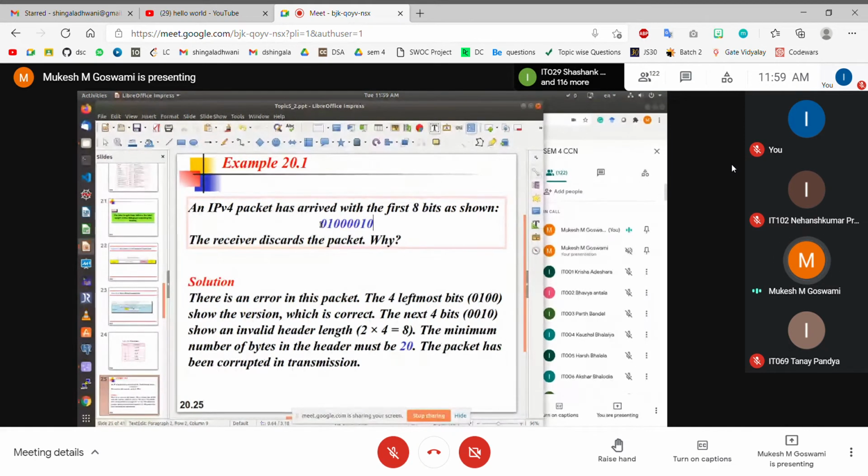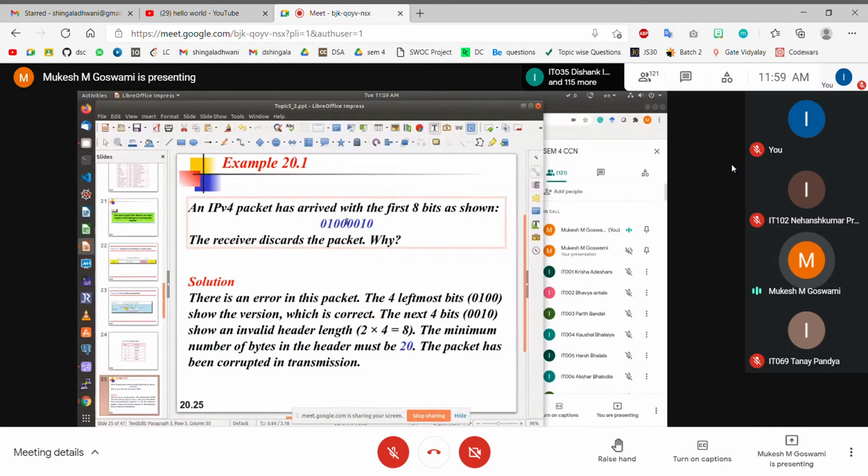The first 4 bits of the IP packet indicate the version number, right? It is 0100, and 0100 means it is 4. Therefore, these 4 bits indicate that this particular packet is an IP version 4 packet, right? So there is nothing wrong with it. It's a perfectly valid value.